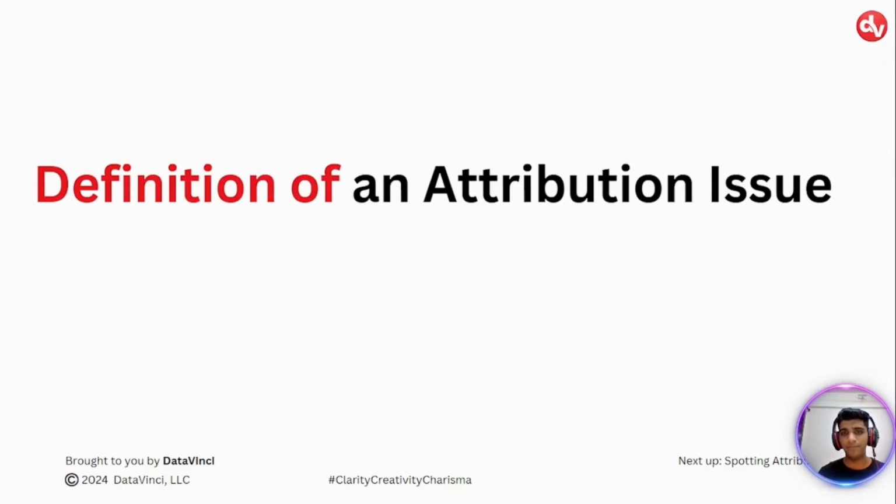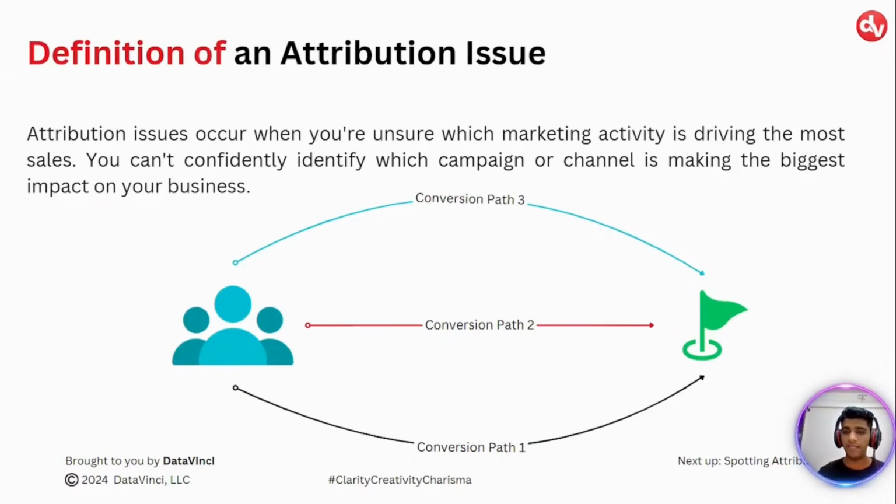Definition of an attribution issue. For our presentation, we will define an attribution issue as follows. If you cannot confidently identify which channel or which campaign is making the biggest impact on your business, then you can say that you have an attribution issue. For instance, in this figure, you can see that there are 3 conversion paths that the group of users take to reach your goal. And if you're not able to understand which of these 3 paths is the most taken, which is the most profitable for you, then you have an attribution issue.